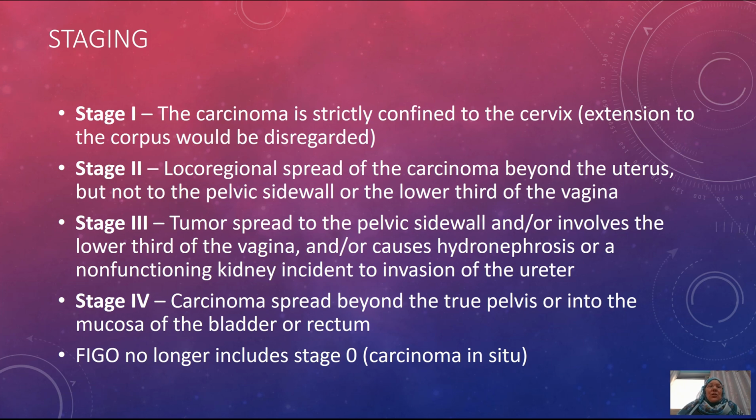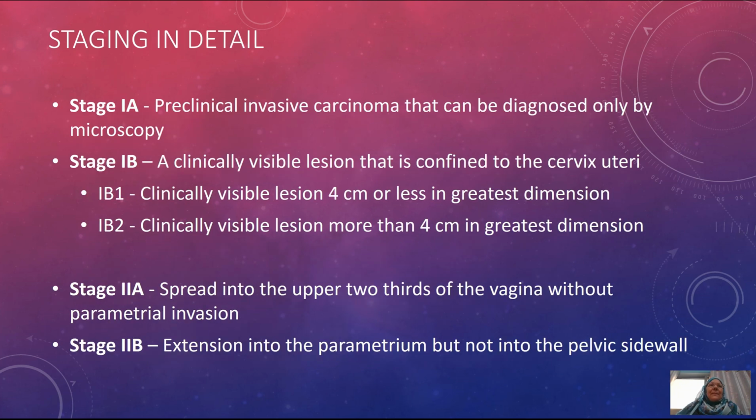Stage 3 shows an even wider spread of the tumor, reaching the pelvic side walls, causing hydronephrosis, or reaching the lower third of the vagina. And stage 4 means that the carcinoma is spread beyond the true pelvis or into the bladder mucosa or rectal mucosa. And this is a similar kind of all gynecological staging. Gynecological cancer staging follows a similar pattern.